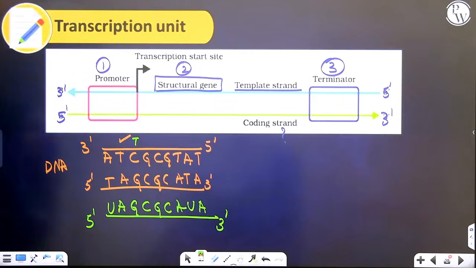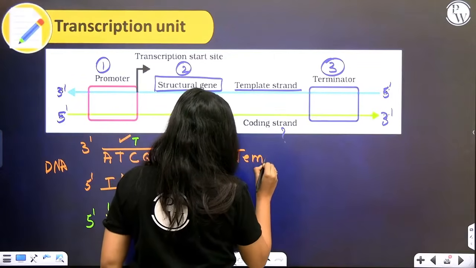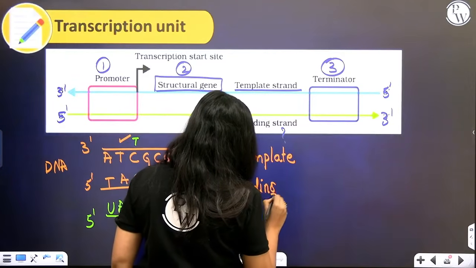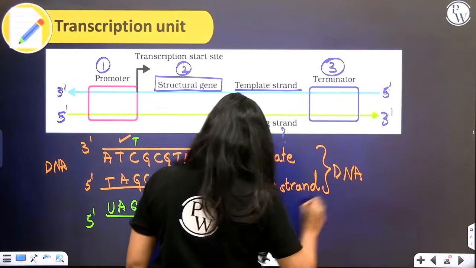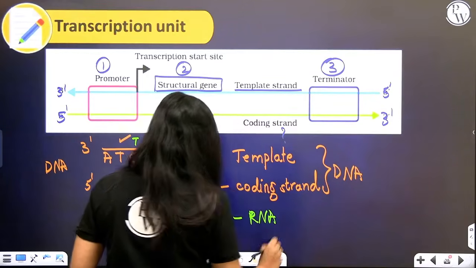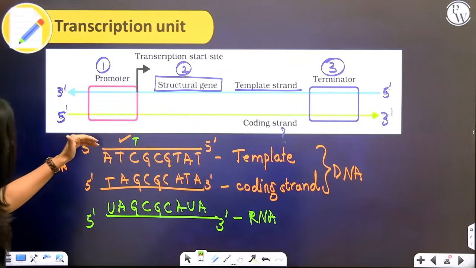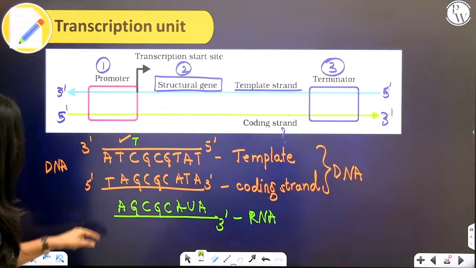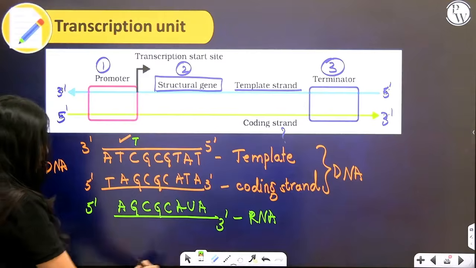Now, if you compare the sequence of the template strand, the coding strand, both of which are strands that you find in DNA, with the newly formed RNA strand. Compare template and coding strand, they are complementary. Compare template and RNA, they are complementary.